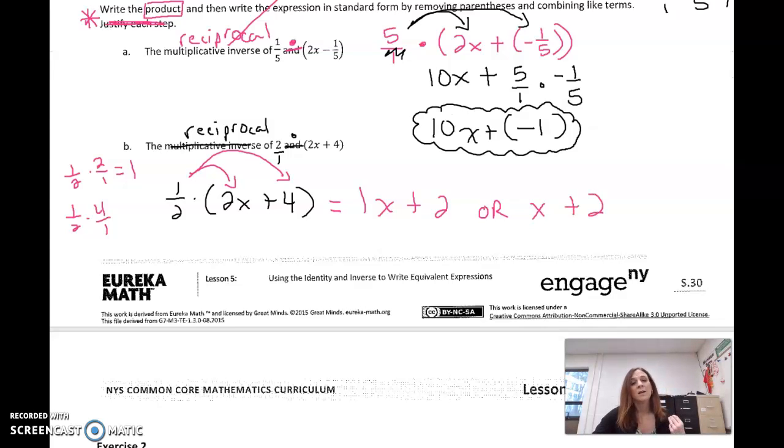All right? This is what we have to be careful of. Don't just look at this and say, oh, I'm multiplying 1/5 times 2x minus 1/5, or I'm just multiplying 2 times this. No, multiplicative inverse means reciprocal, so make sure you do that step.